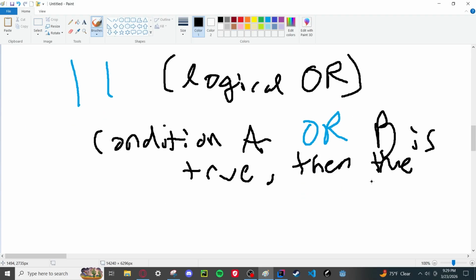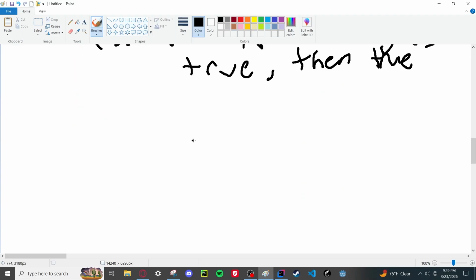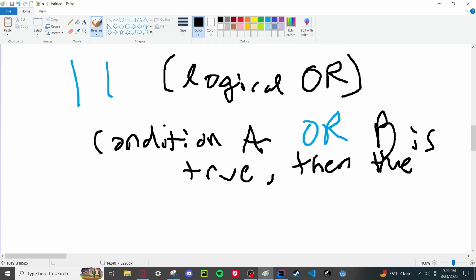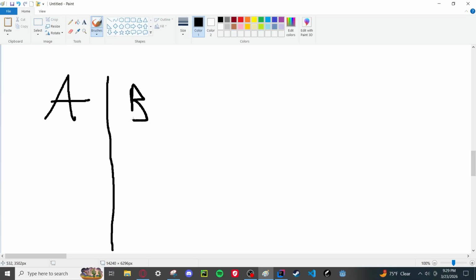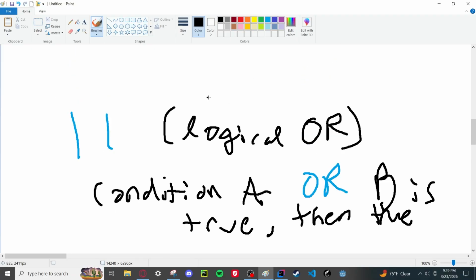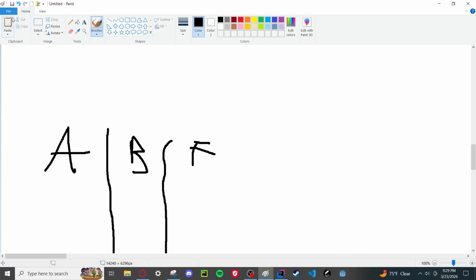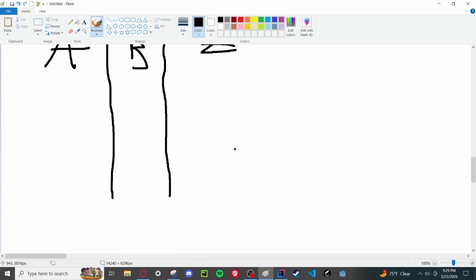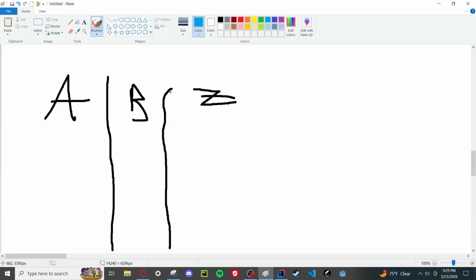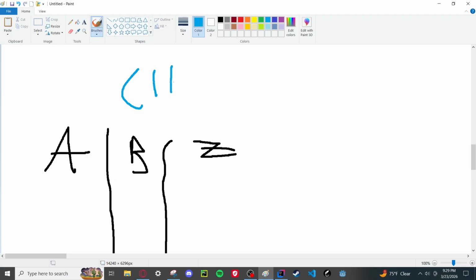So unlike in and, when they both have to be true, in or, all it requires is that at least one is true. So if we look at the truth table for or, we'll have A here, B here, and then F for output. Most times you don't see it written like this, you'll see some letter, like I think my teacher used F. We can make it Z though, because I've seen Z used before. So we'll use Z. So this is the truth table for an or.